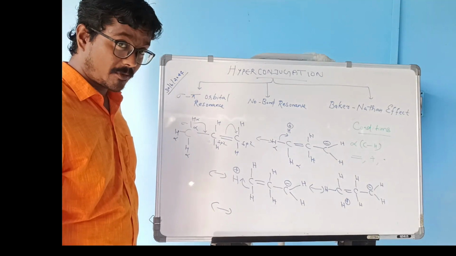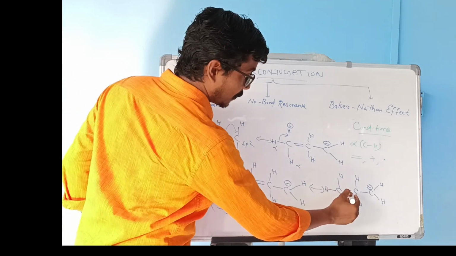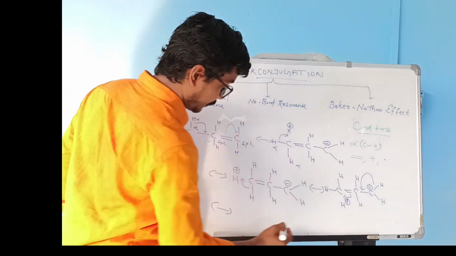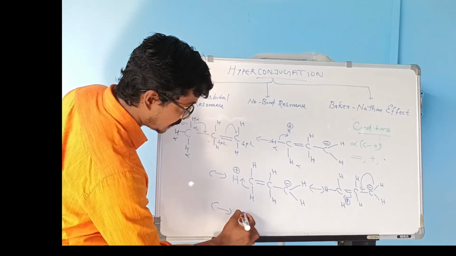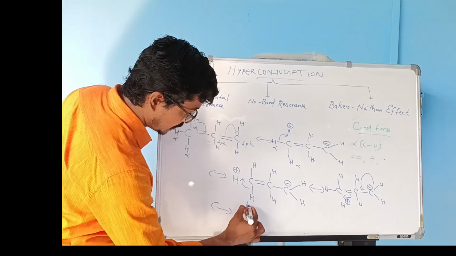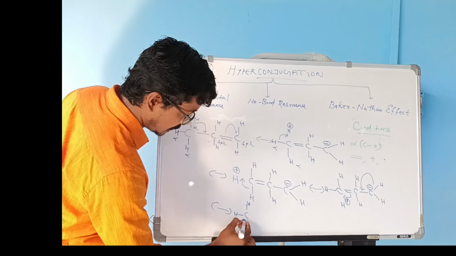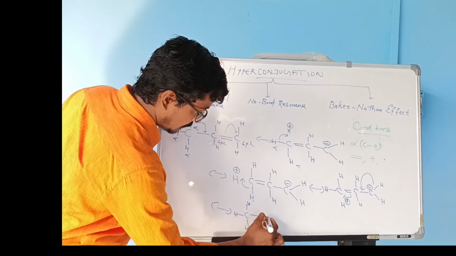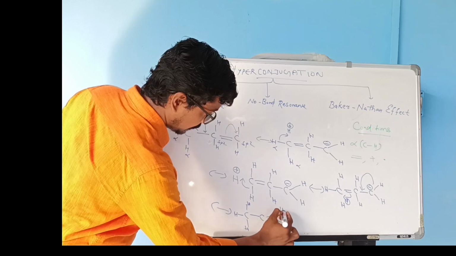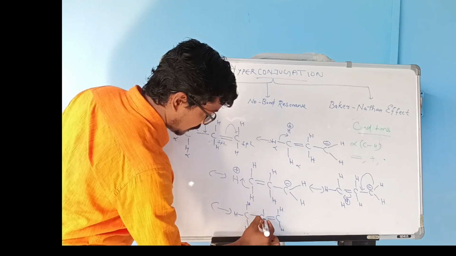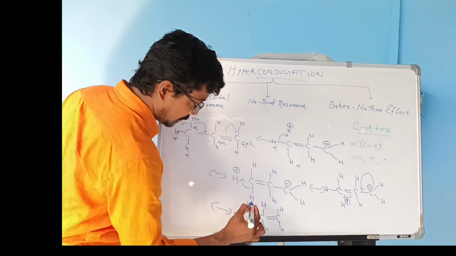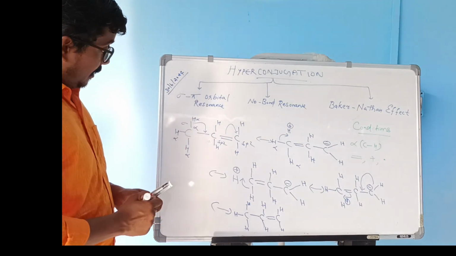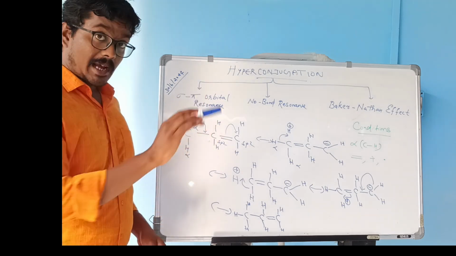And what is going to happen finally? This will come here and this will come here, giving C H H and again H, single bond C, double bond C. This is the original structure where we started. So we started with an alkene.